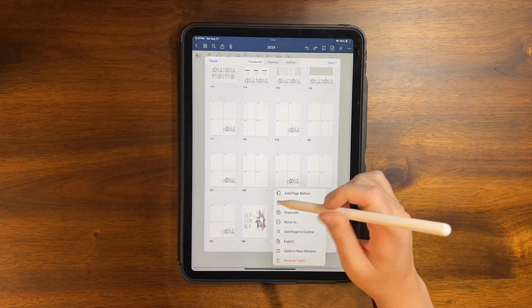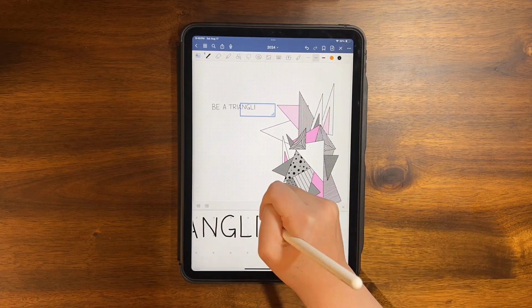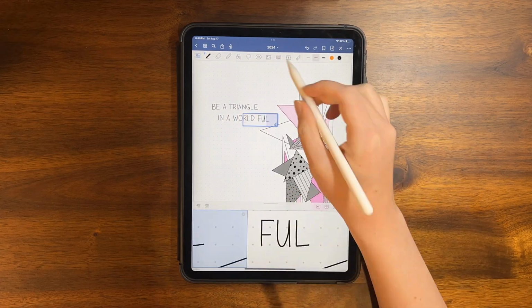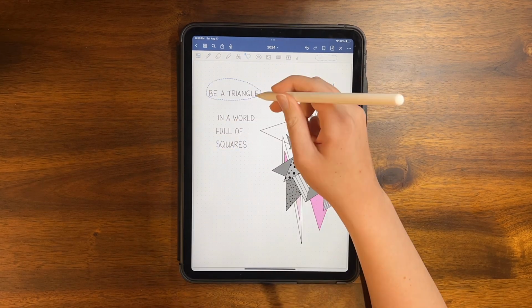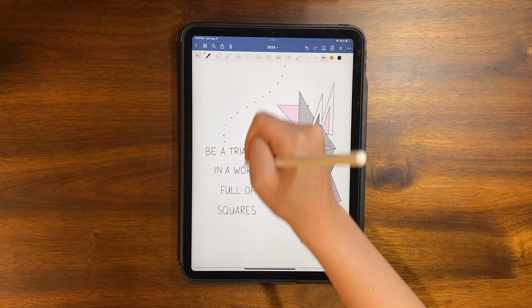So moving on to the quote page for this month, since it's triangle themed, I said, be a triangle in a world filled with squares. Because it's good to be unique. It's good to be different. Don't conform to what everybody else is doing. Be your own self. So that's a good important quote and it correlates with the theme.